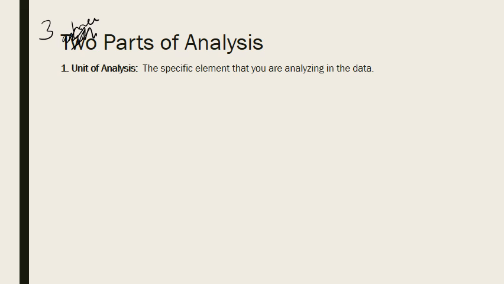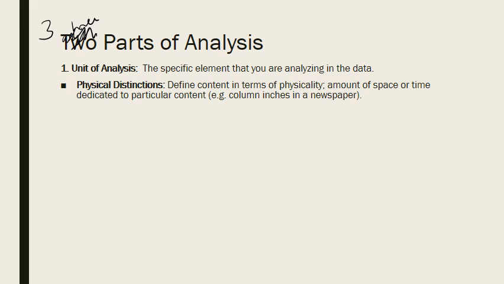The first part is the unit of analysis. So what you have to be clear about is the specific element that you're analyzing in the data. So what do we mean? For example, are you interested in physical distinctions? In this case, you're looking at content in terms of physicality. So you might be interested in how much space political commentary gets in city newspapers. So then you're interested in amount of space, you see.